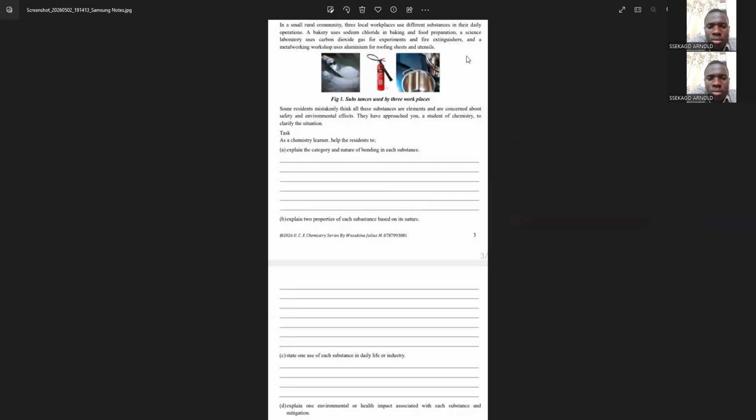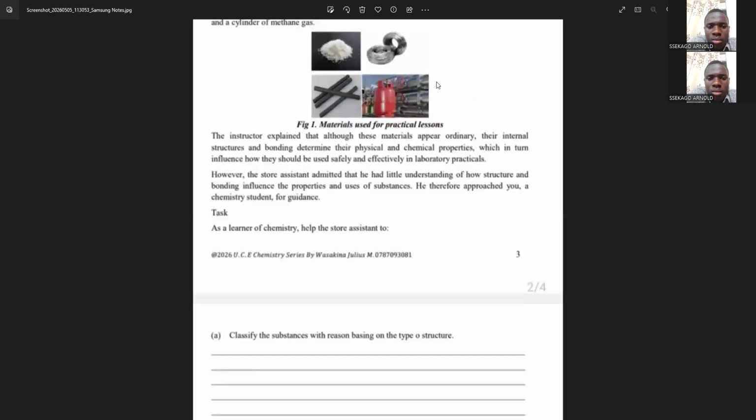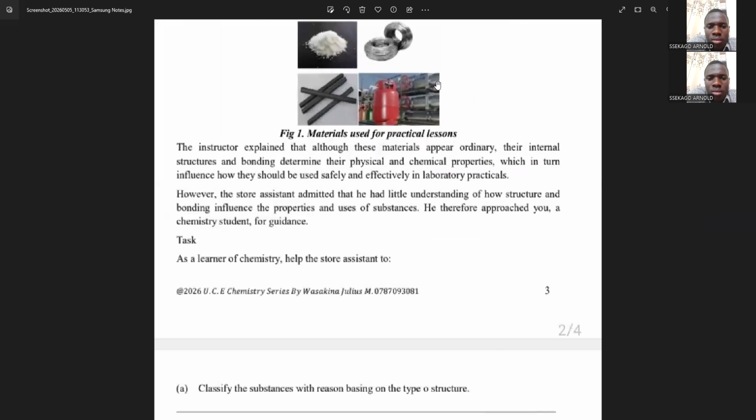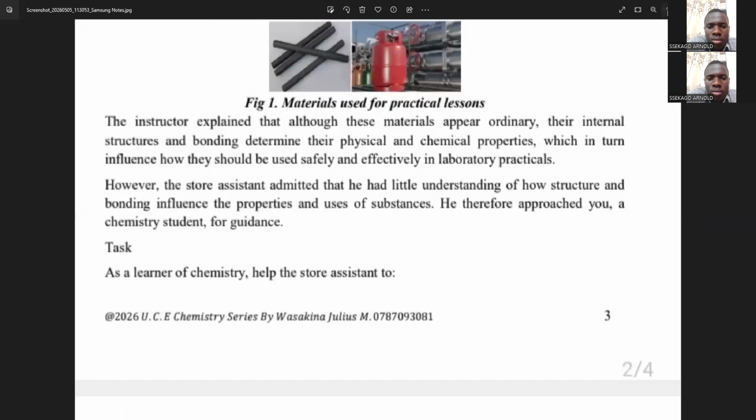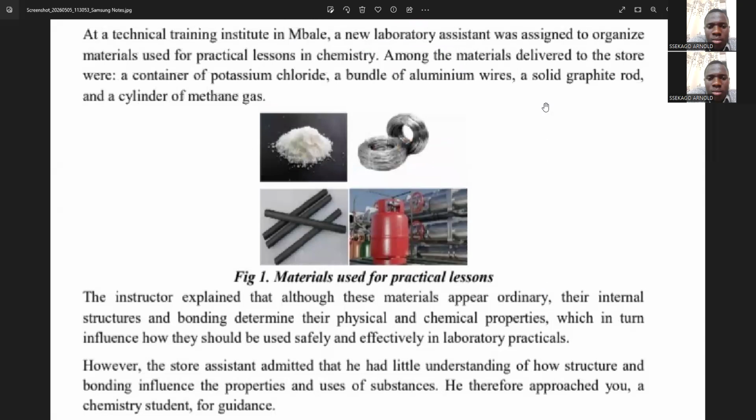Then the second one, hope it is there. The second item is here.